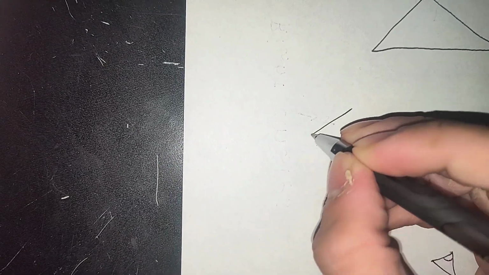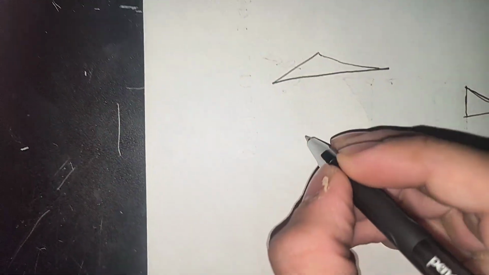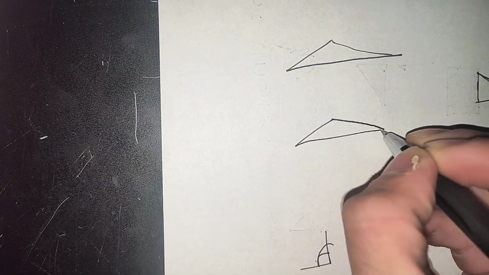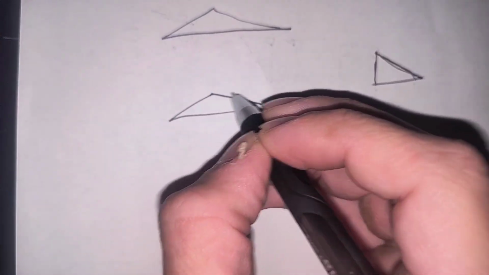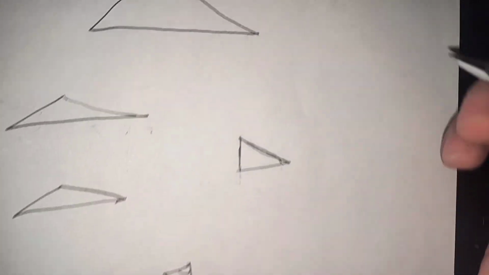What about this triangle? Oh, that was a terrible one. Well, no, this is not perpendicular. These aren't perpendicular. These aren't perpendicular. So no. There's no right angle in this triangle.